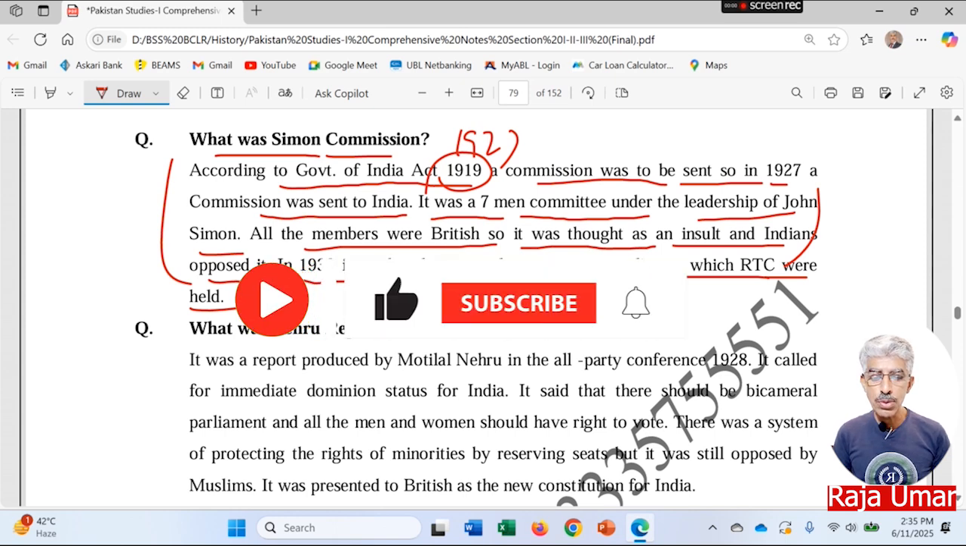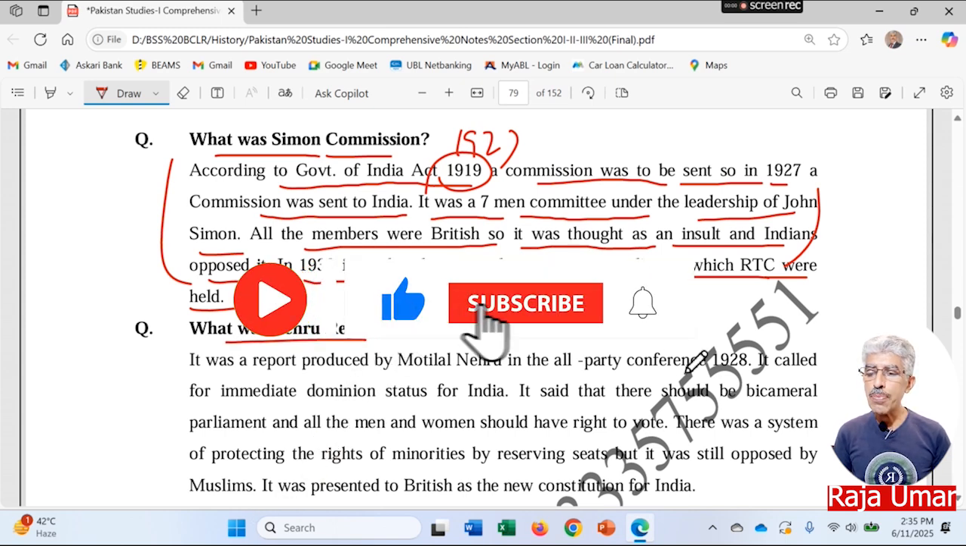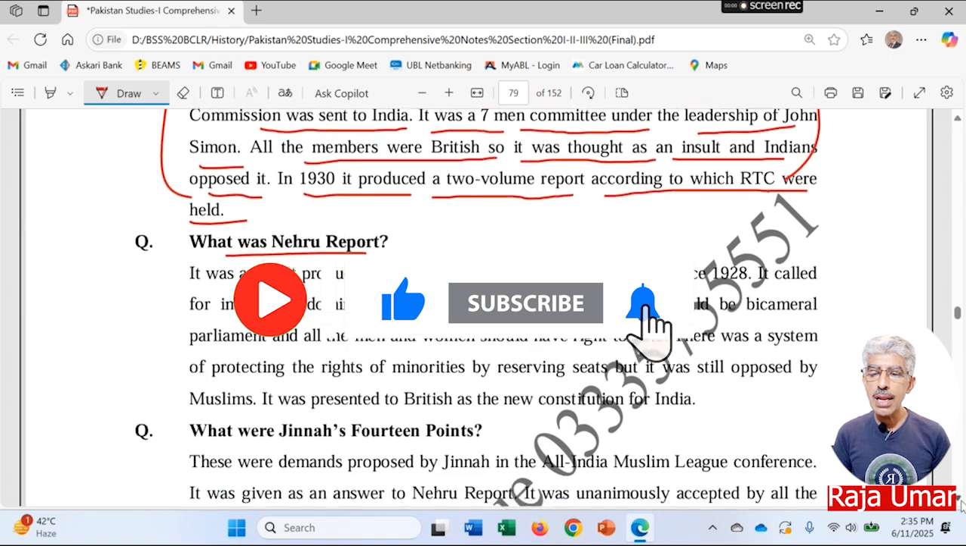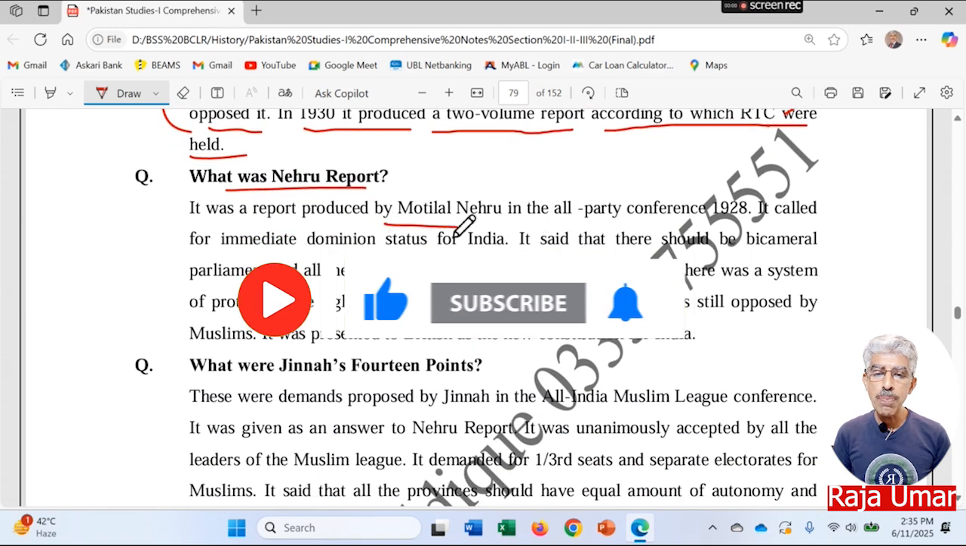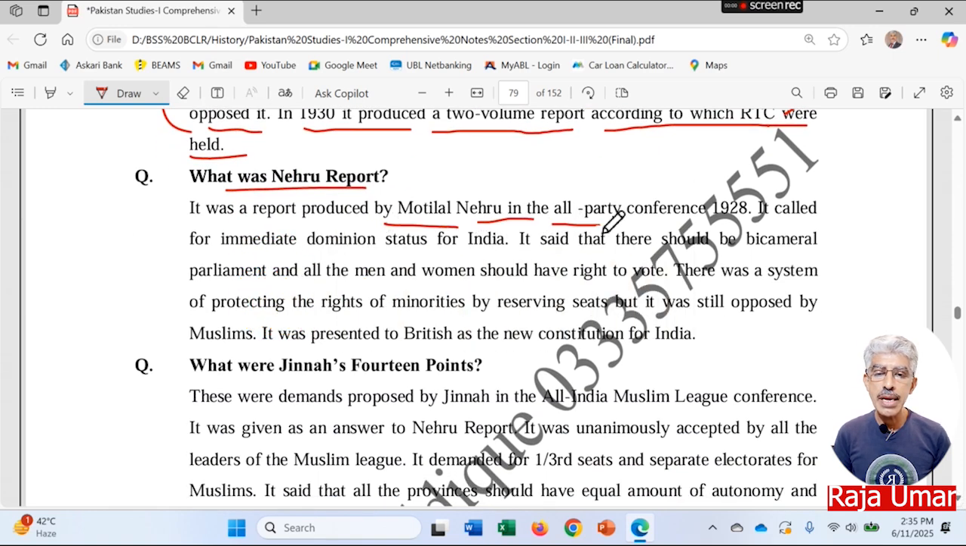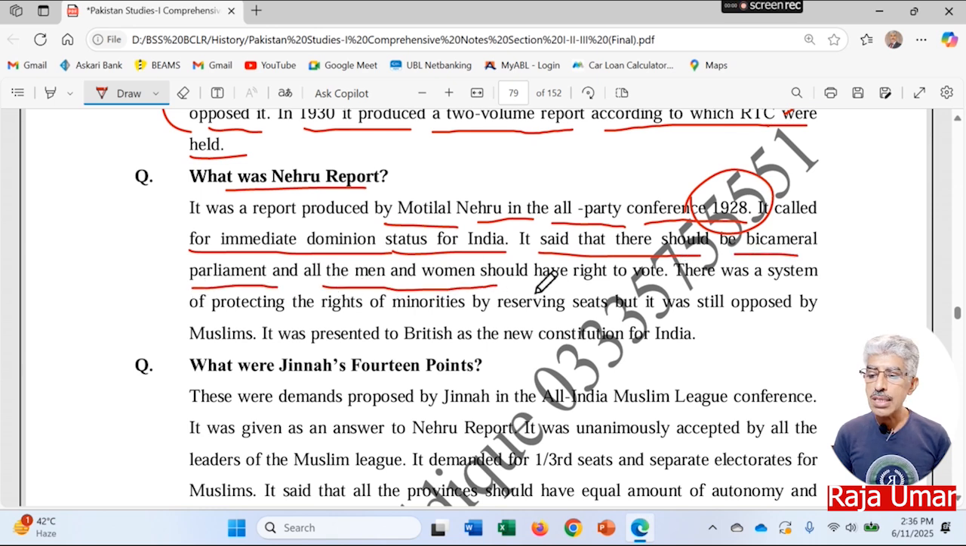What was the Nehru Report? It was a report produced by Motilal Nehru in the All Parties Conference in 1928. It called for immediate dominion status for India. It said that there should be a bicameral parliament and all men and women should have the right to vote. There was a system of protecting the rights of minorities by reserving seats, but it was still opposed by Muslims.